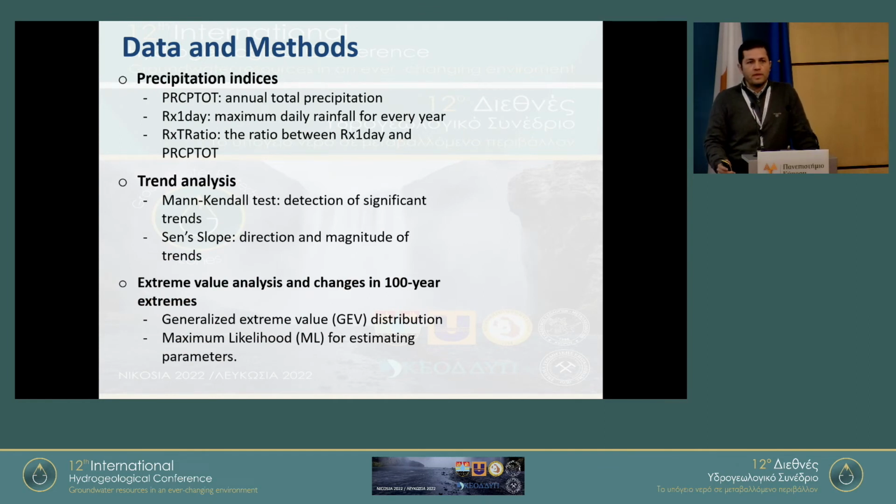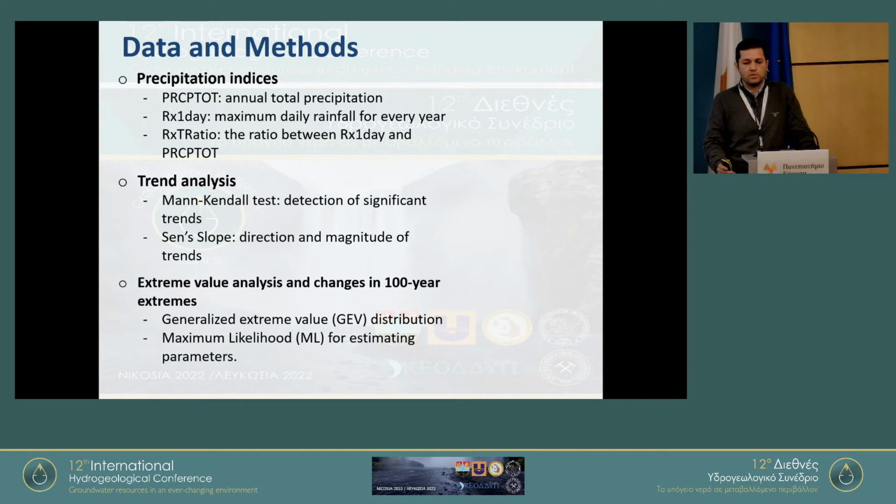We have worked with some precipitation indicators. Of course, we have the annual total precipitation. We have also extracted the maximum daily rainfall for every year of the analysis. And we have also calculated the ratio between these two variables, the ratio between the extreme daily rainfall and the annual precipitation total.